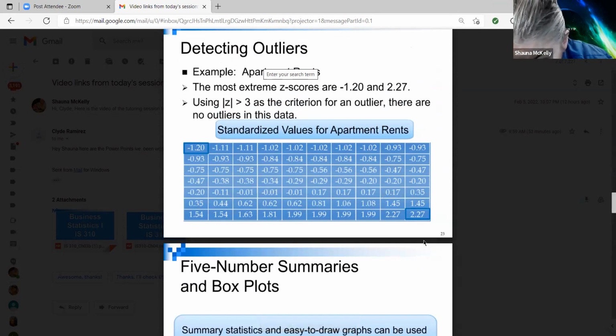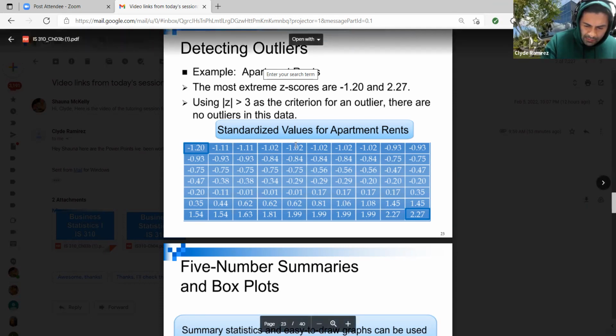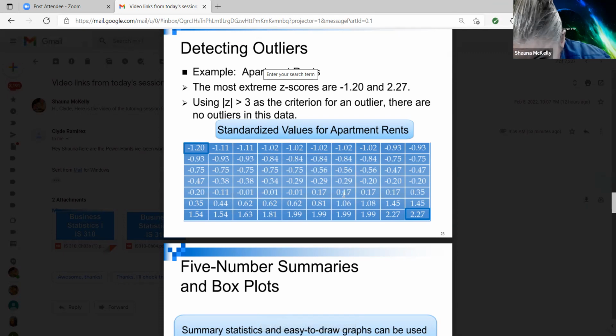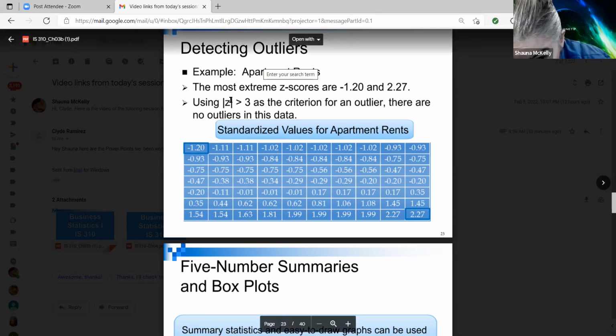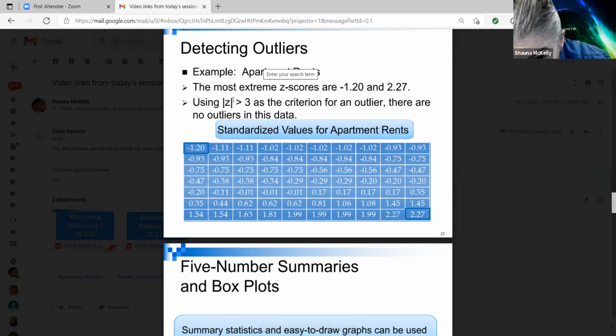yeah, so here, if you notice, 2.27 occurs, right? Now for Blumen, this might be like a moderate outlier, these last 2. Okay. But for your book, it's not. So you don't have any outliers in the data, and you're using an absolute value of Z greater than 3 for your test. Okay. Questions about that? No. Okay.